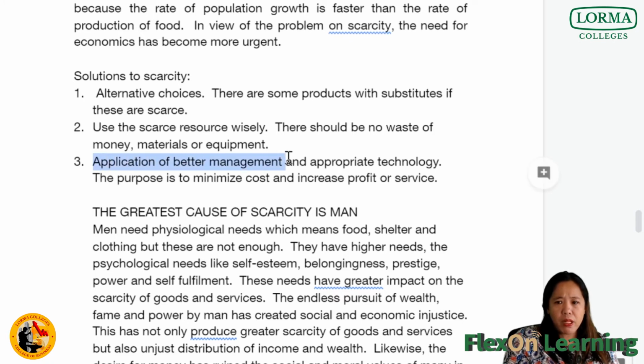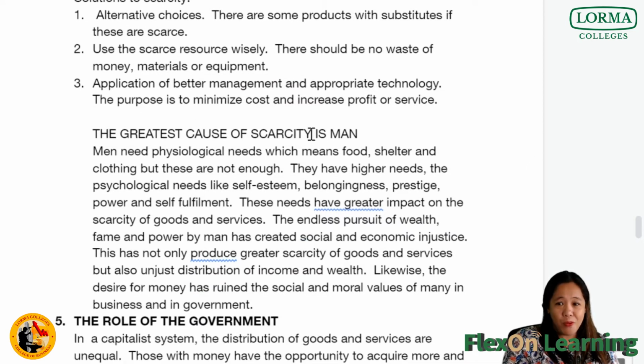Okay, then application of better management and appropriate technology. Why is it that other countries can produce like 60 sacks of rice with just a 10 square meter land? Why is it that in the Philippines we need to have 1 hectare before we can produce 60 sacks of rice? The reason is that we lack appropriate technology, or better management skills or knowledge. So the greatest cause of the problem of scarcity is of course no other than us. Do you agree?